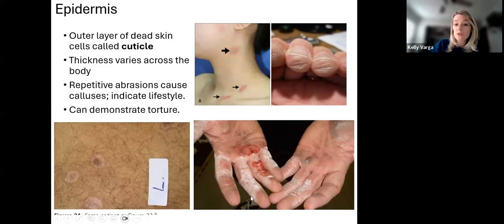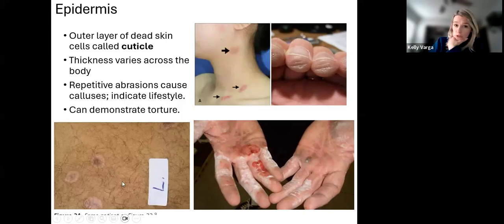Same thing for individuals that may be in construction, or it may be working in a space where they may be involved with chemical treatments. Maybe they work in a bakery. Maybe they work in a research lab, whatever it may be. Your hands, right? The epidermis of your body can tell you a lot about what took place, or who you are, victim or suspect.